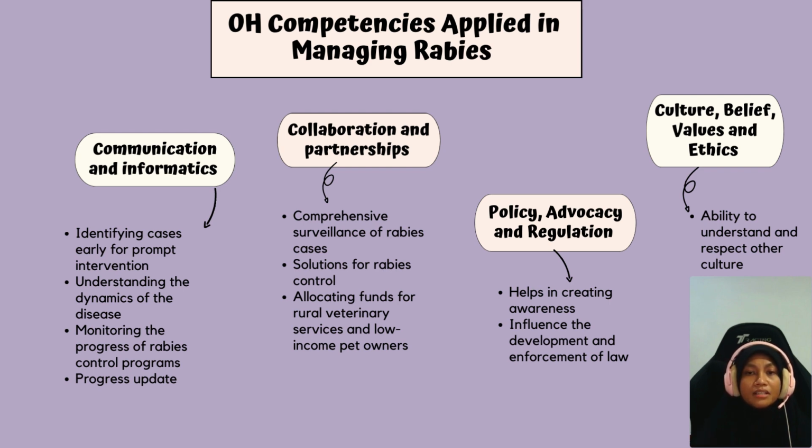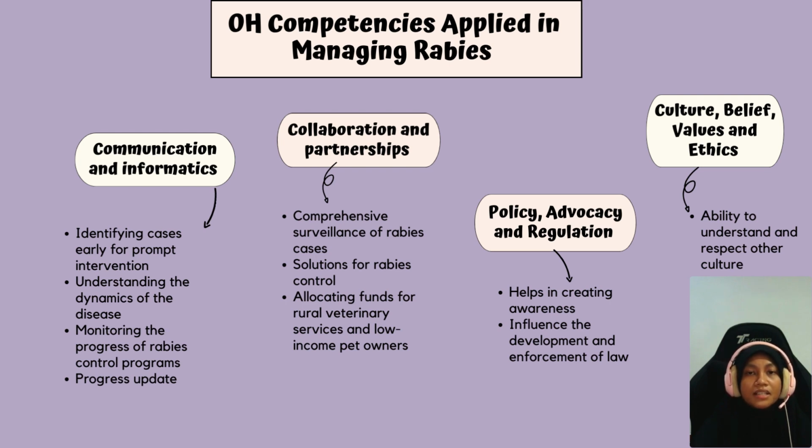By communicating effectively with one another and sharing data and reports of rabies cases, it can provide a better understanding of the disease dynamics. Meanwhile, informatics also helps in monitoring the progress of rabies control programs by collecting data on vaccination rates, illness occurrence, and the success of interventions. Updates on progress can also be shared via communication with the public and stakeholders, showcasing the results of control efforts and preserving support for continuing projects.